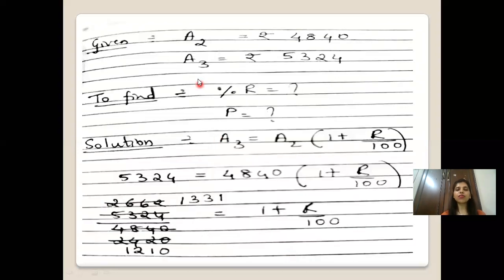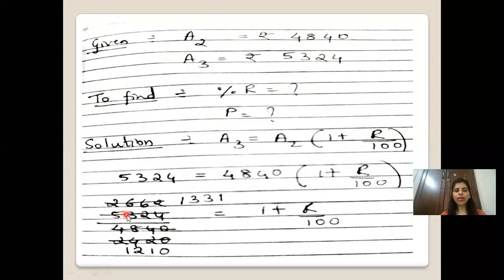So here first write the given things: amount 2 is 4840, amount 3 is 5324. You have to find rate and principal. Use the formula A3 is equal to A2 into 1 plus R upon 100 raised to 1. Substitute the value for A3 as 5324 and A2 as 4840, 1 plus R upon 100. Divide 5324 and 4840. Now when you divide, you can see that here in the units place it is 4 and 0. So you can divide it with 2.